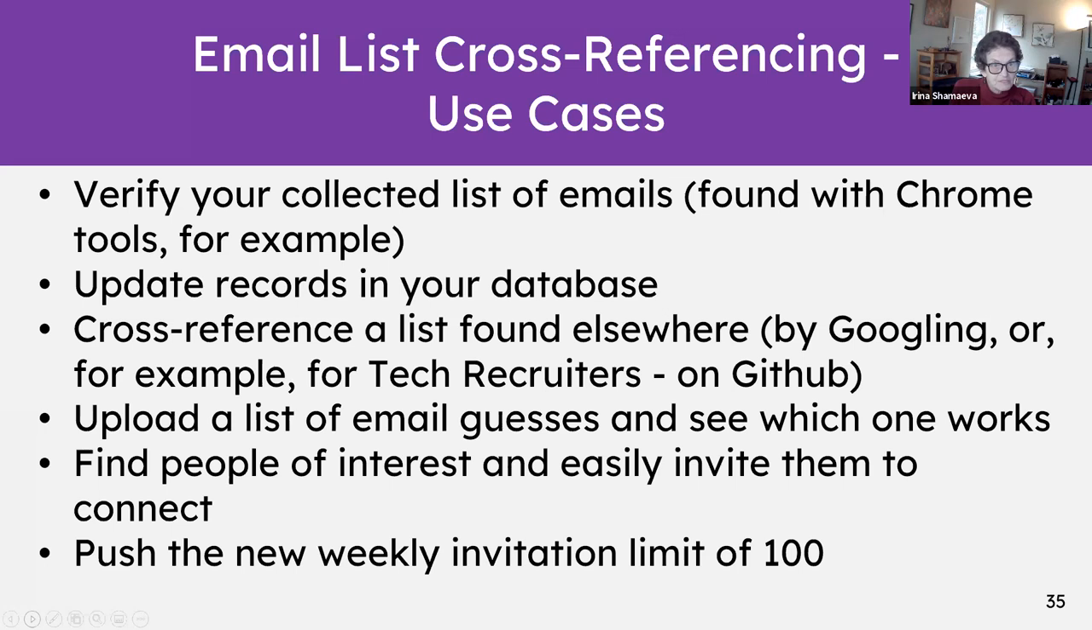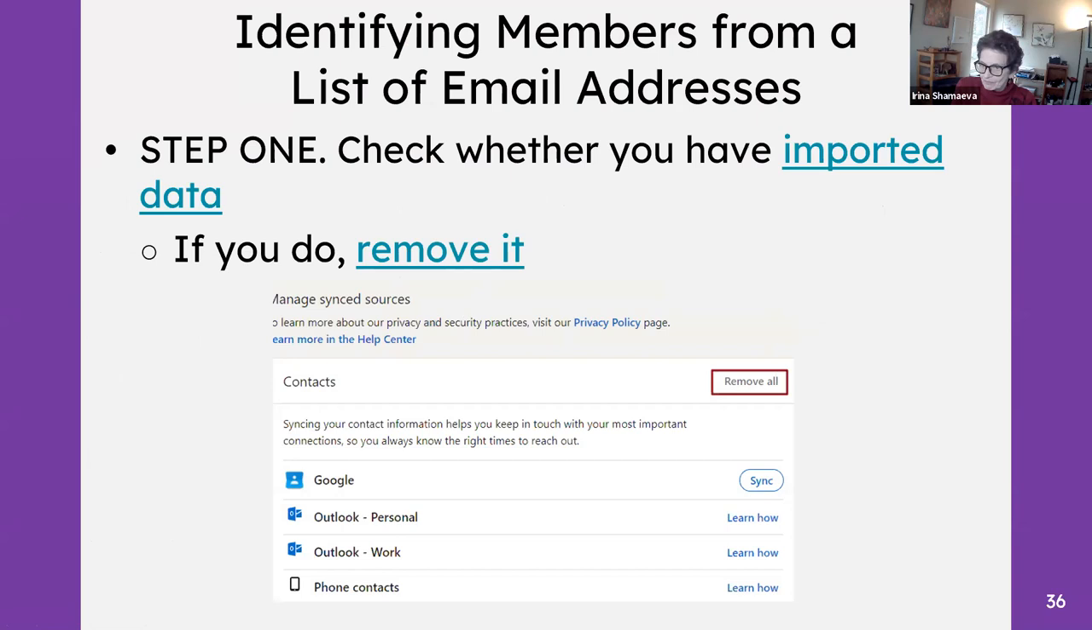So here is how you do that. Anybody knows how to do that, by the way? All right. So you go to this page where you might have some imported data. You don't need any imported data. It may have gotten there from some integration with Gmail, whatever. You just remove it. You don't need it. You have it elsewhere. So I remove it, and now my uploaded data is empty.